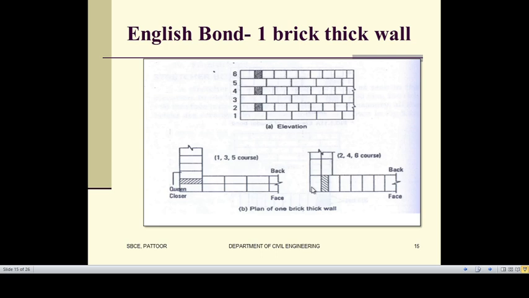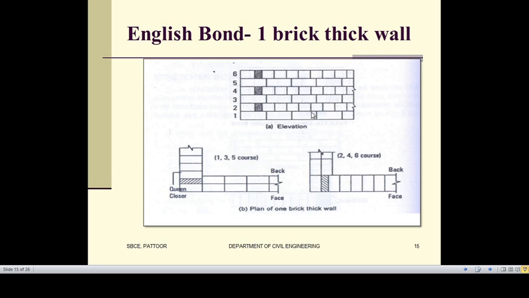of the full brick. So in this slide we are going to explain how to construct the English bond of 1 brick thick wall. So 1 brick thick wall means the thickness of the wall. Here this indicates the thickness of the wall. So the thickness of the wall will be equal to the length of a full brick. So we'll see how to construct this 1 brick thick English bond.